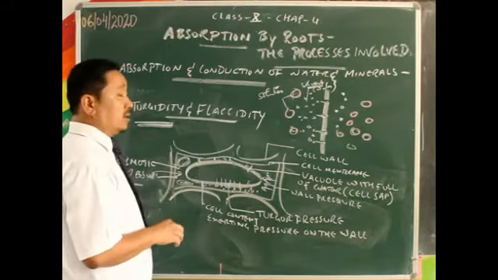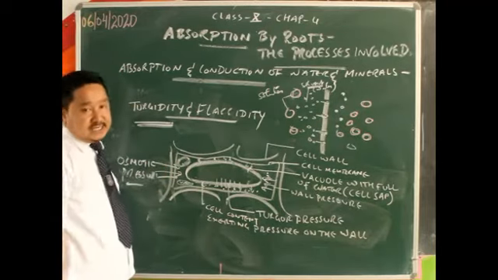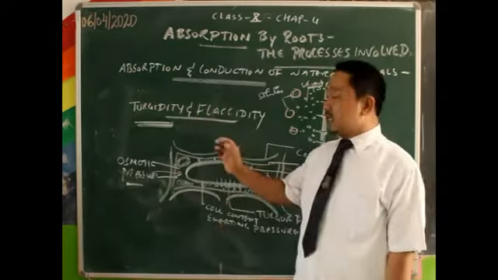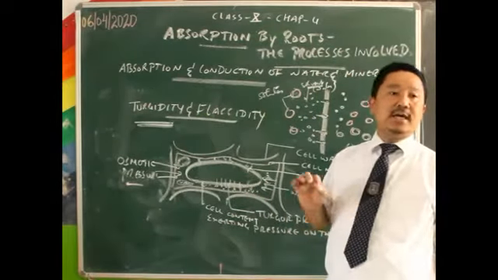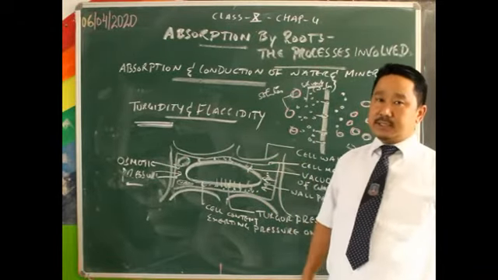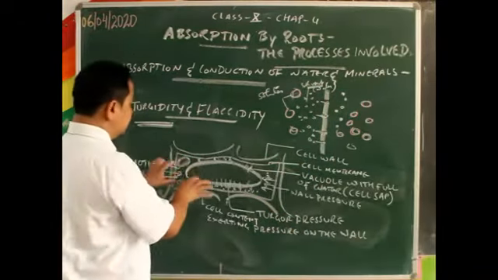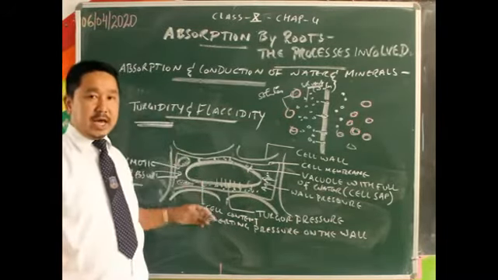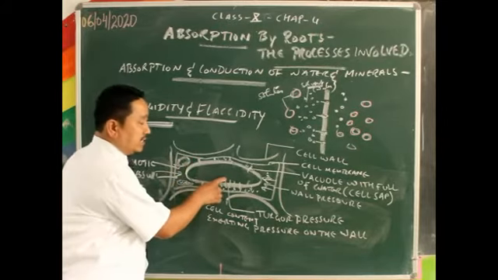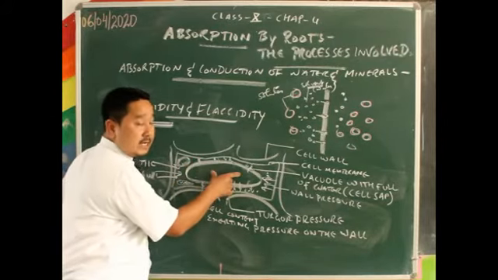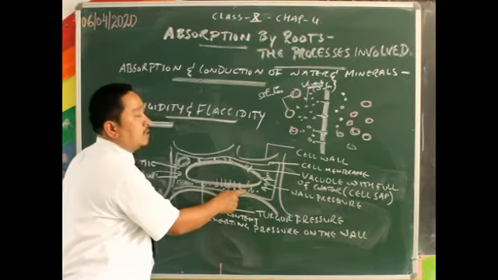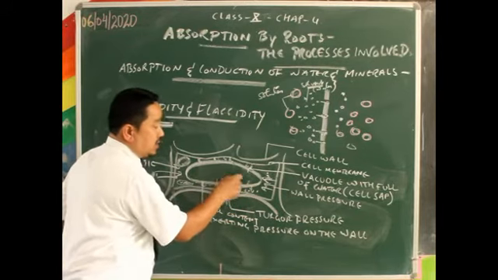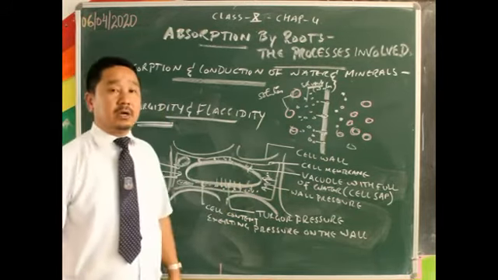So that condition of the cell is called turgidity. It's called turgidity, and the cell is called a turgid cell. So when turgidity takes place, we can see mainly two types of pressures, which I have already told you. That is, the pressure of the cell content inside to the wall of the cell. The pressure of this one to the wall of the cell is called turgor pressure.